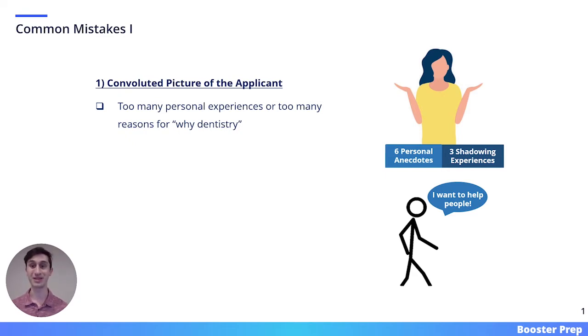You do not want to be like this applicant in the top right. She wants to include 6 personal anecdotes and 3 shadowing experiences in her essay. While I'm sure all of those experiences are awesome, she will never be able to dive into any one of those experiences in detail. As a result, she doesn't present a real digestible version of herself to the admissions committee.